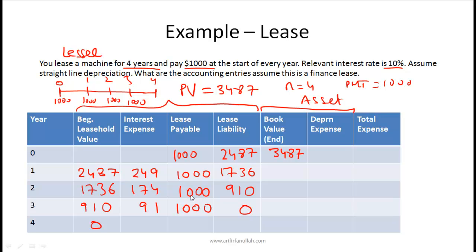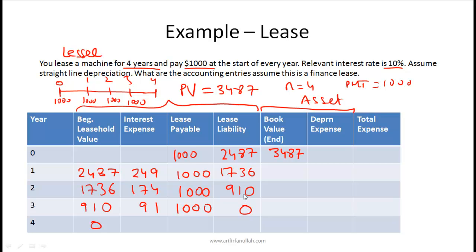So the entries then on the balance sheet from the lease perspective would be, initial entry would be 3487, but that would immediately be reduced by the payment of 1000, and we would have a lease liability of 2487 up front at the beginning of year 1. End of year 1, the lease liability would come down to 1736.